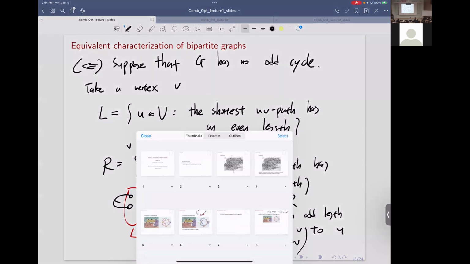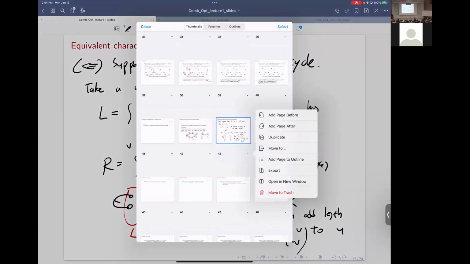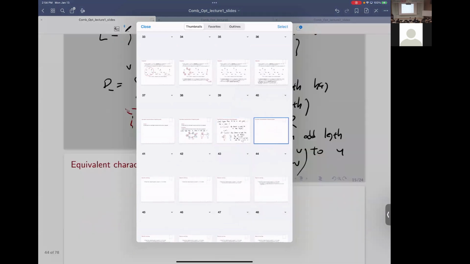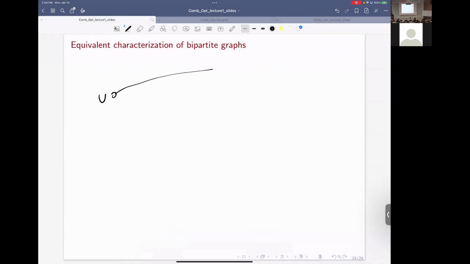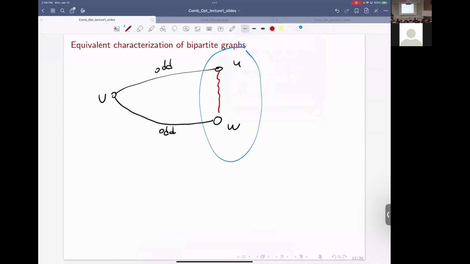Okay. Let me add one more slide. So I have a vertex V, and I have a U here. This length is odd, and W has length odd. But if you have an edge between U and W, this has length 1. But then this is a closed walk. You are completing this walk from V to U, and you move to W, and you go back to V.